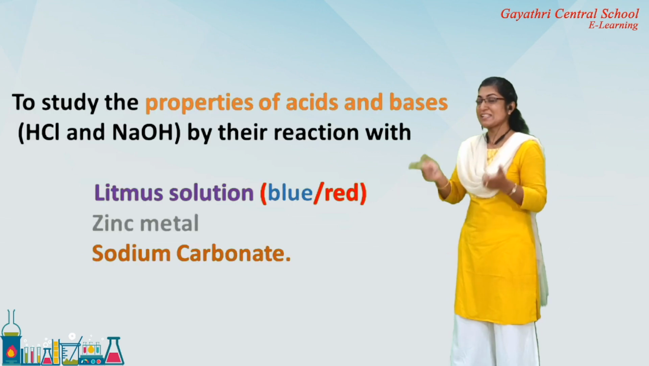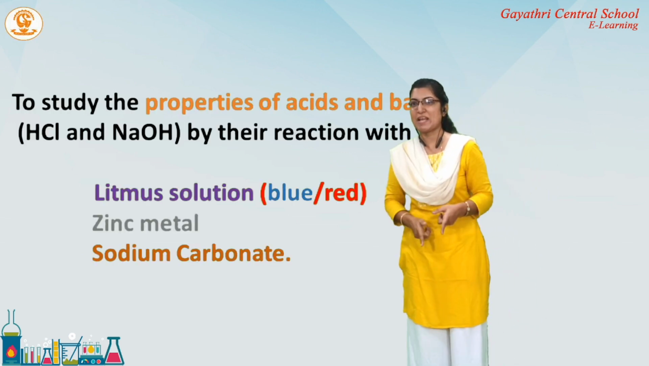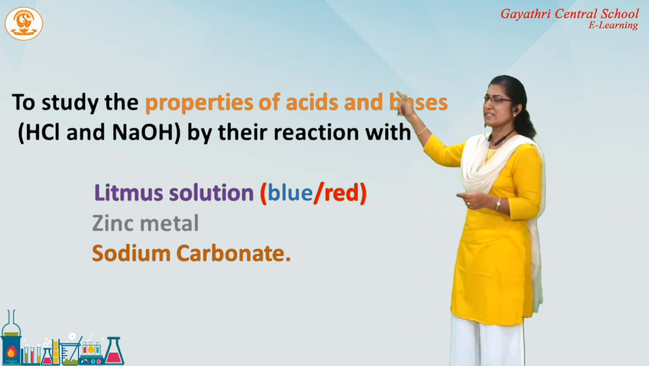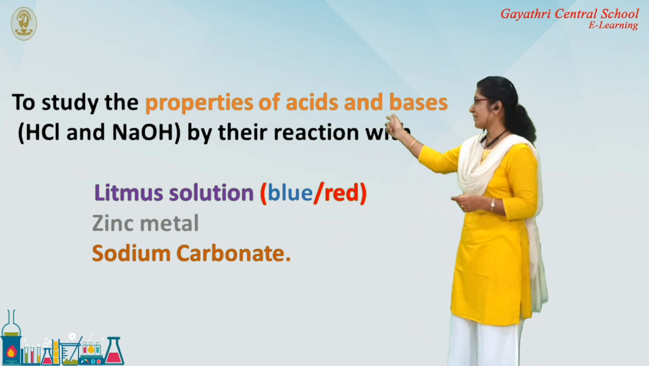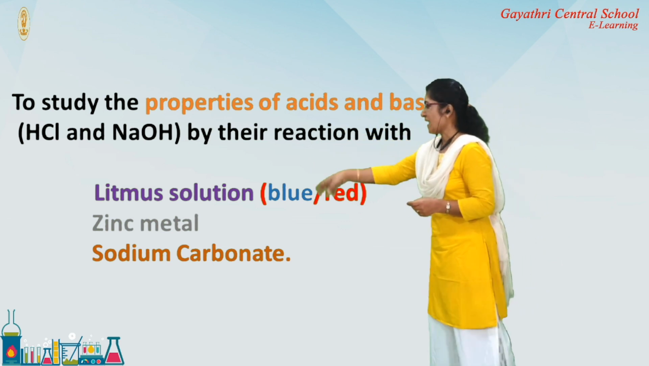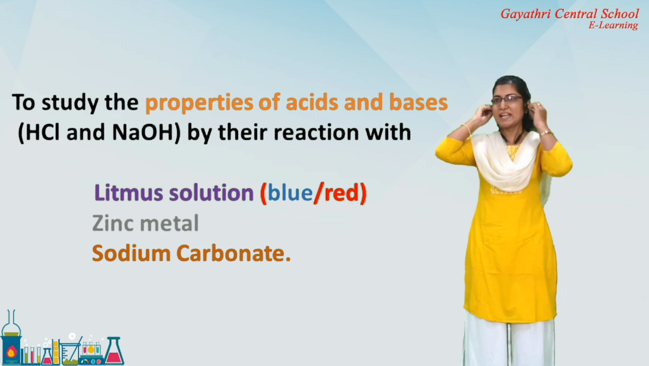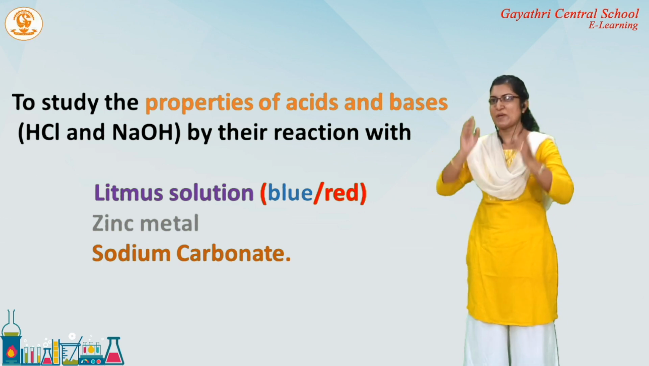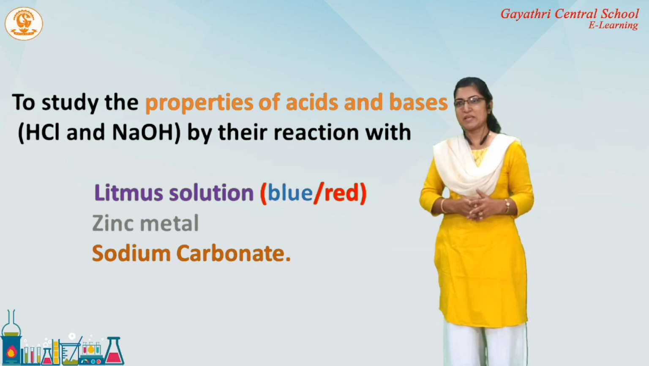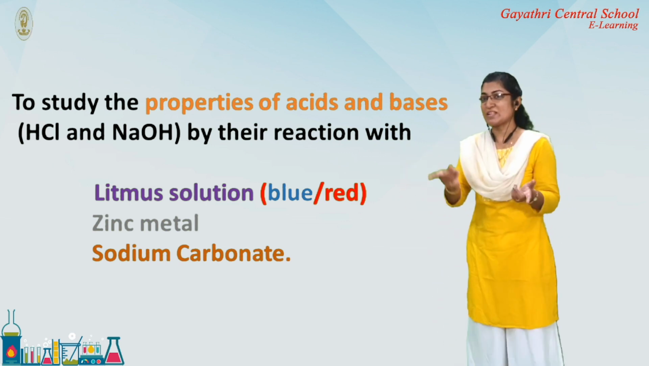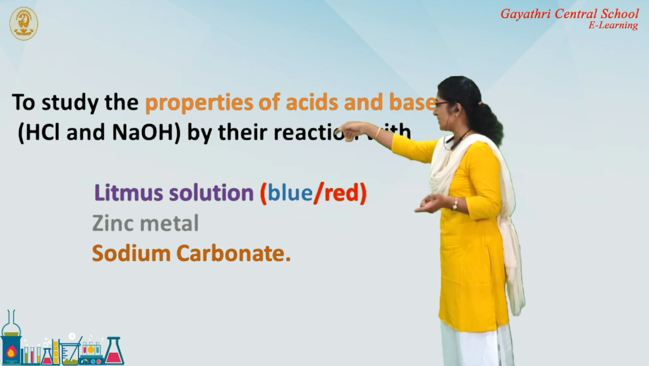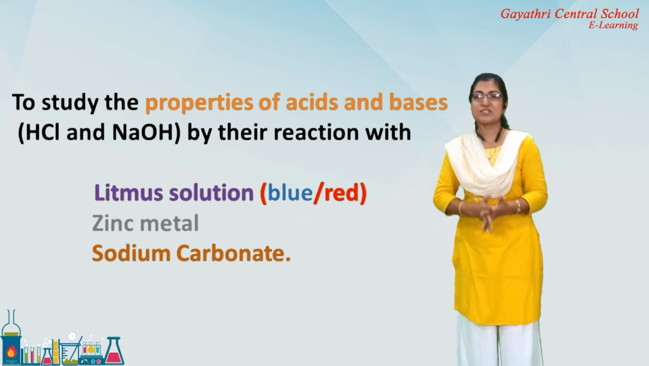Now, based on this chapter, there is one experiment, that is to study the properties of acids and bases by their reaction with litmus solution, zinc, and sodium carbonate. That is the practical experimental part which you will be discussing based on this chapter. Okay, so let's move with the first one. How do these acids and bases react with litmus solution? What color change does it show?